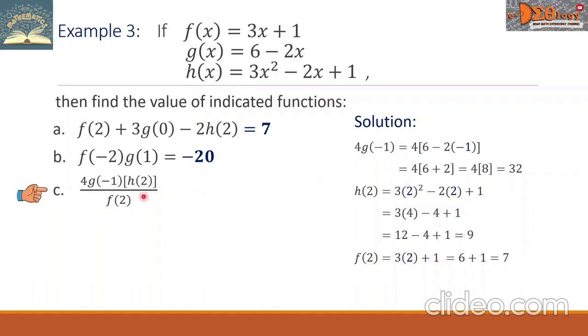Now we substitute the values in problem C. So we have this 4 times g of negative 1. The value is 32. We write it here. Times h of 2. h of 2, the value is 9. It's here now. All over f of 2, which is 7. Now we simplify the numerator. 32 times 9 is 288 over 7. This is now the answer. So we copy this value opposite problem C.